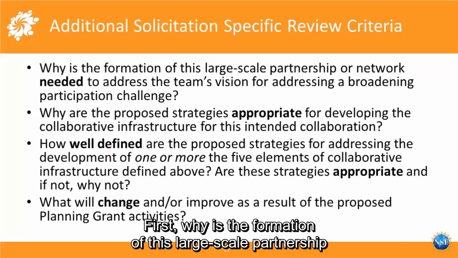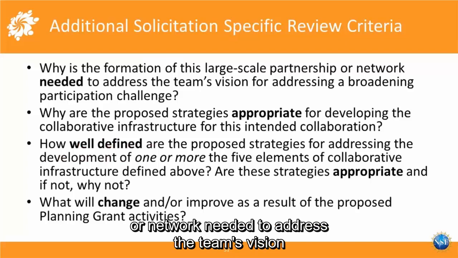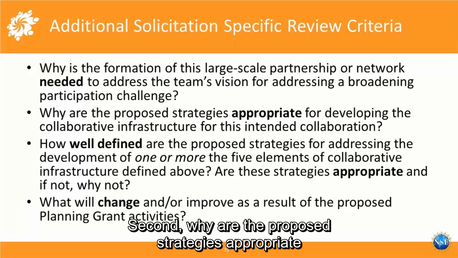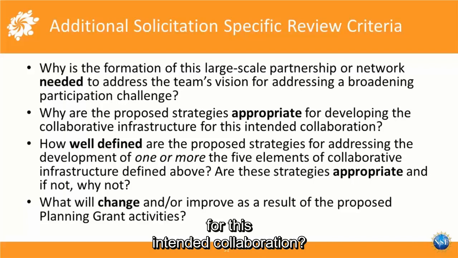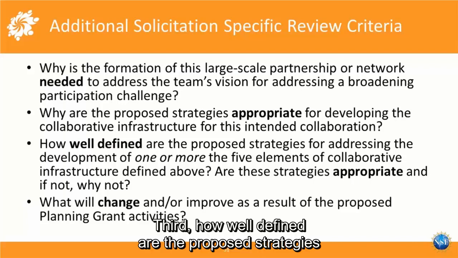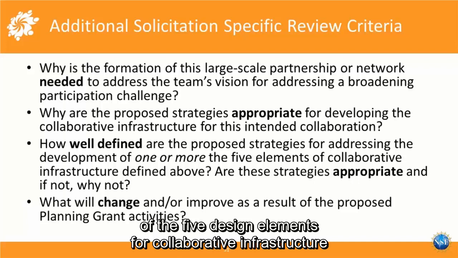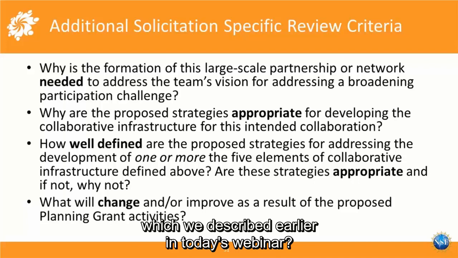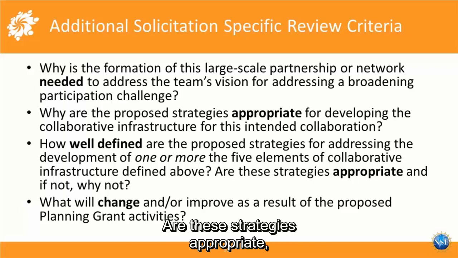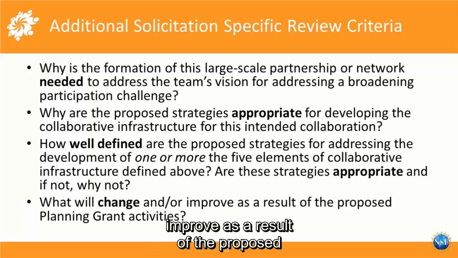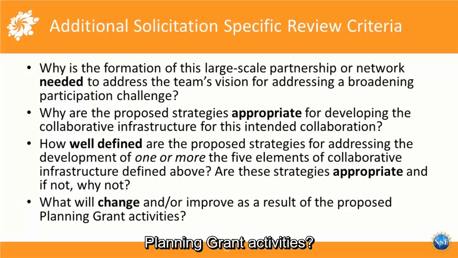First, why is the formation of this large-scale partnership or network needed to address the team's vision for addressing a broadening participation challenge? Second, why are the proposed strategies appropriate for developing the collaborative infrastructure for this intended collaboration? Third, how well defined are the proposed strategies for addressing the development of one or more of the 5 design elements for collaborative infrastructure which we described earlier in today's webinar? Are these strategies appropriate? And if not, why not? And fourth, what will change and/or improve as a result of the proposed planning grant activities?